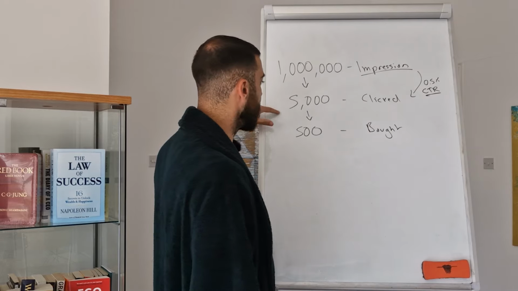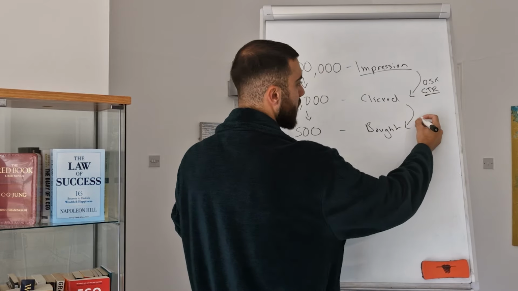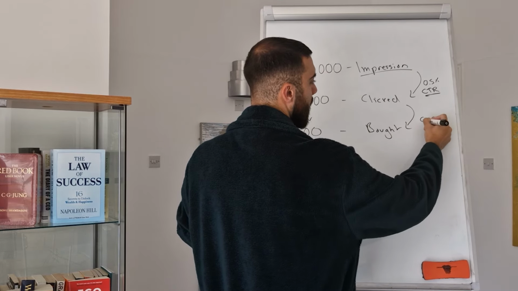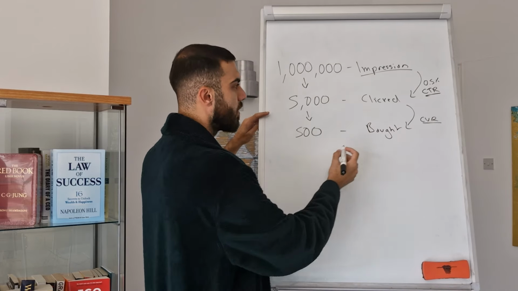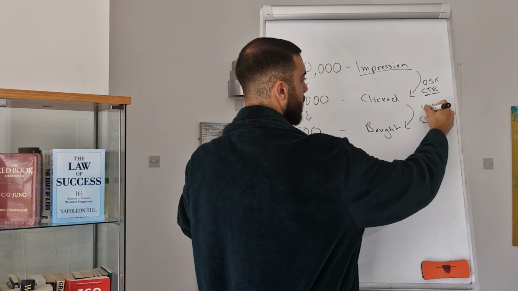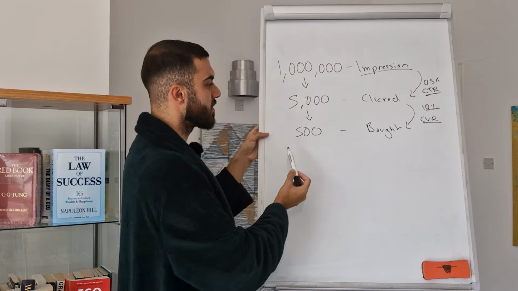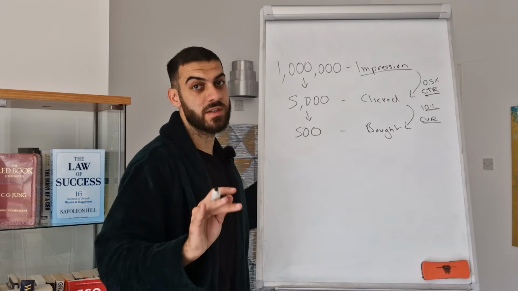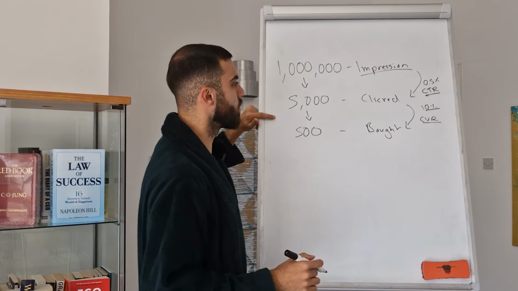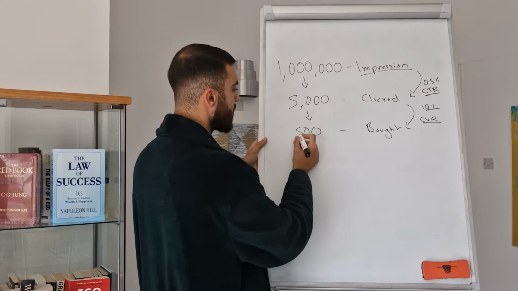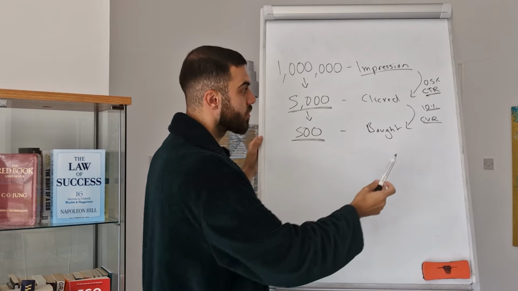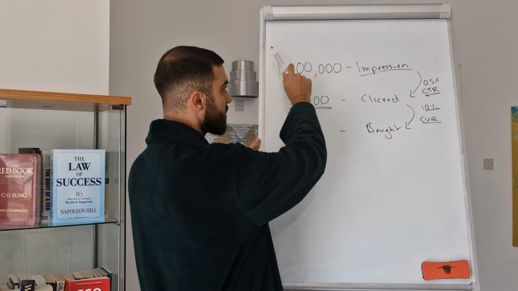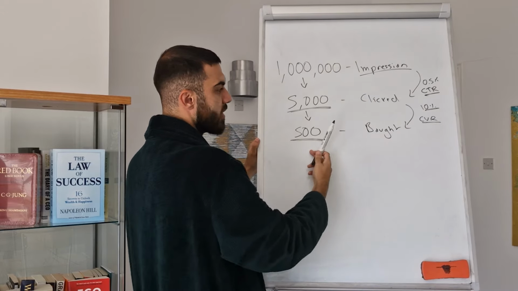Now we do the same thing here to see your conversion rate. Your conversion rate is basically how many people actually bought your book after clicking on it. So from 5,000 to 500, that's a 10% conversion rate, because 10% of 5,000 is 500. Now, here's the best part. Here's how you're going to increase your sales. All we have to do to increase this bottom part is increase this top part, because it's all percentages. The more you increase the top of the funnel, the more you increase the bottom of the funnel.